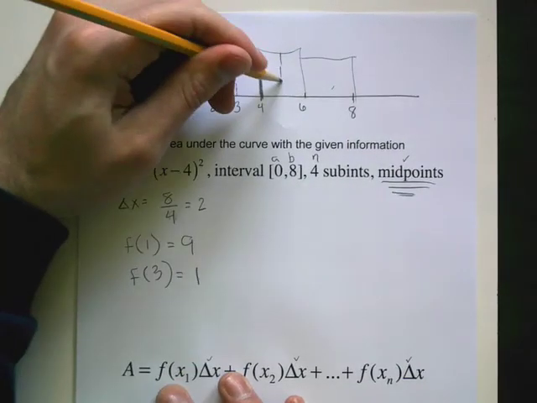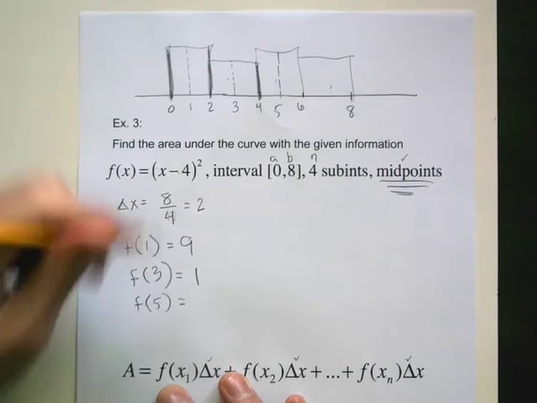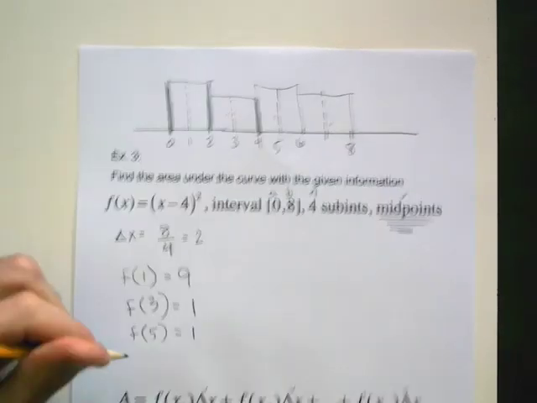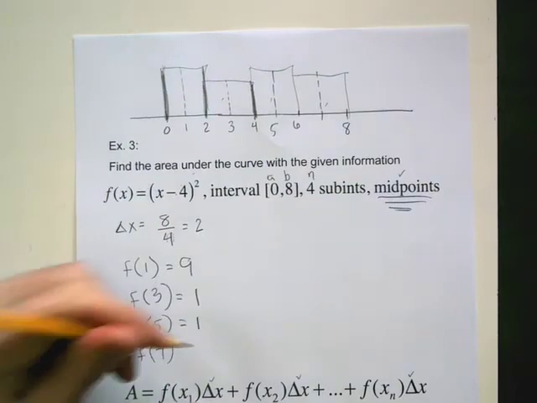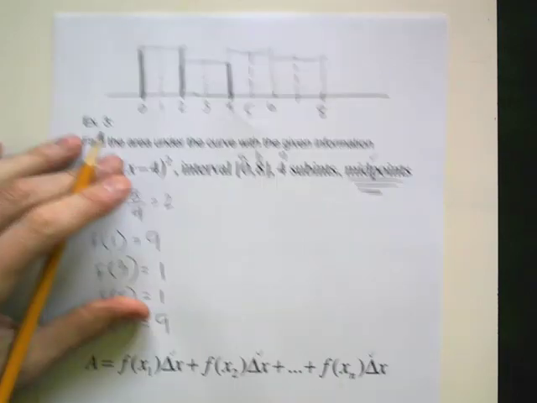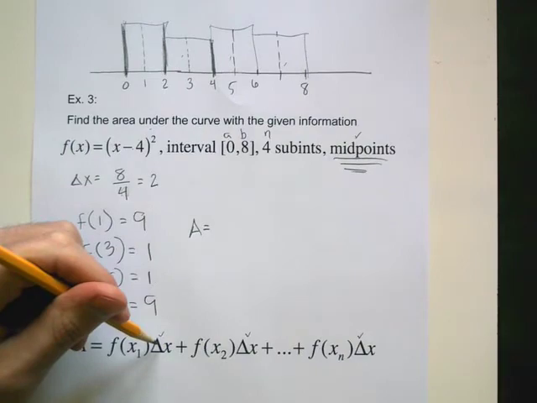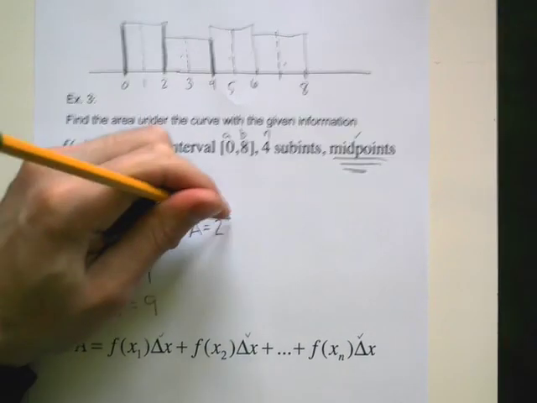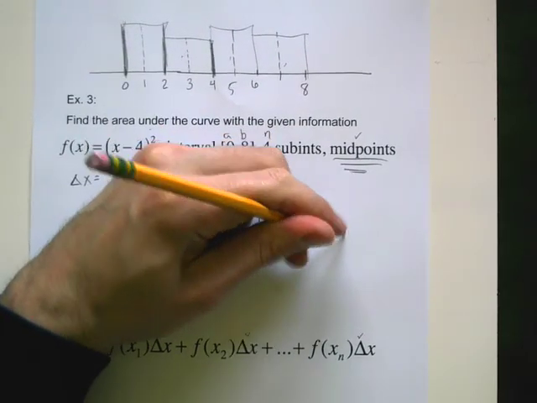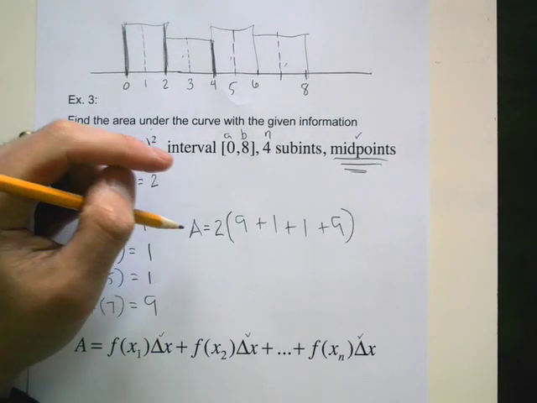Go to my next rectangle, get the midpoint, which should be 5. So f of 5. 5 minus 4 is 1, to the second is 1. And I go here. My midpoint is going to be 7. So I'm going to have 7 minus 4 is 3, to the second is positive 9. Okay, I'm close. I just need to fill in my equation here. Delta x is something that I can factor out. I found that it's going to be 2. And I'm going to add 9 plus 1 plus 1 plus 9. Add that all together. So 9 plus 9 is 18 plus 2 is 20.